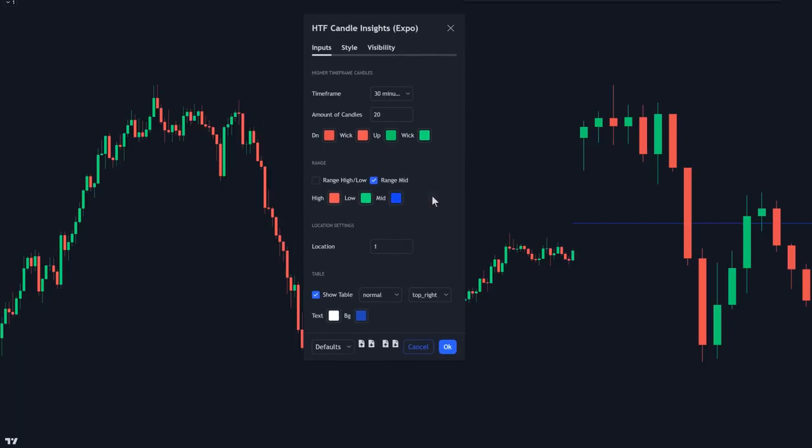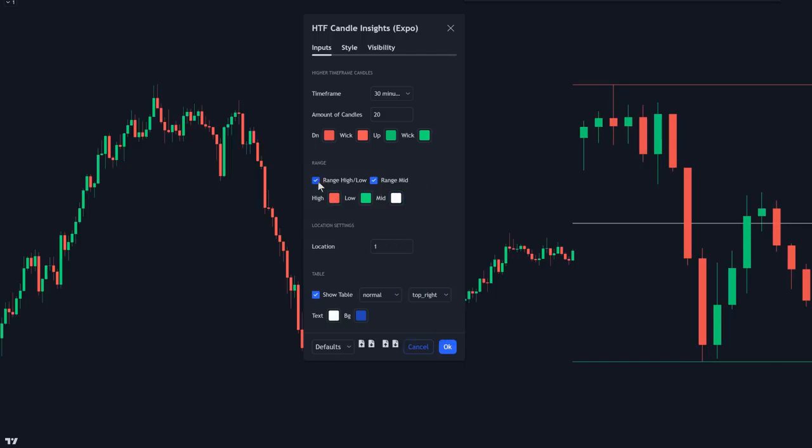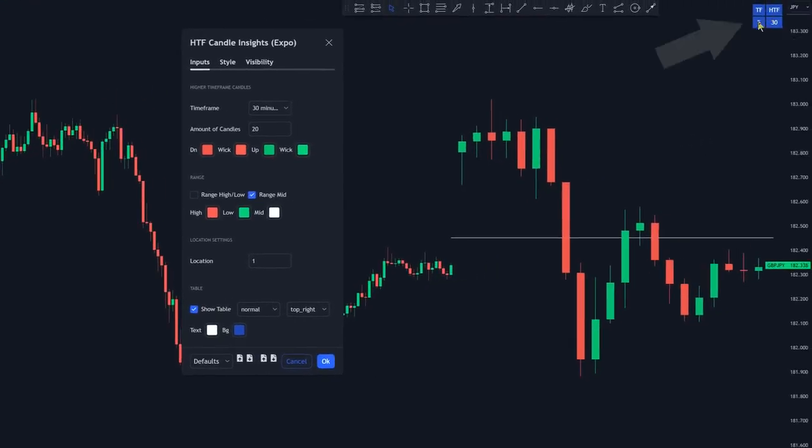And then we're going to activate the range. As you can see, it's giving us the higher time frame range. Range basically means the distance between the lowest price point and the highest price point over the last 20 candles. Also, let's change the mid color to white and disable the range high-low option because we're not going to be needing it. Then here we have the show table option, which is this table right here.